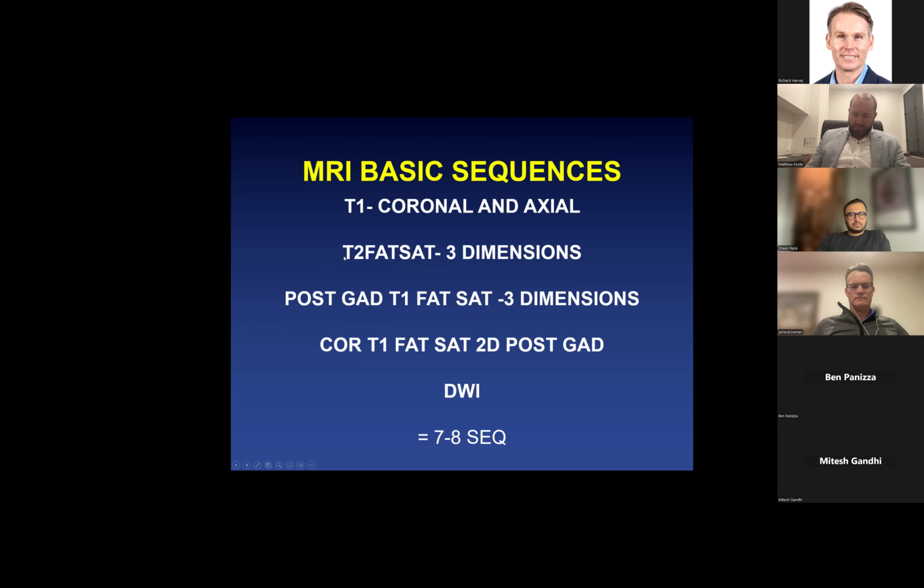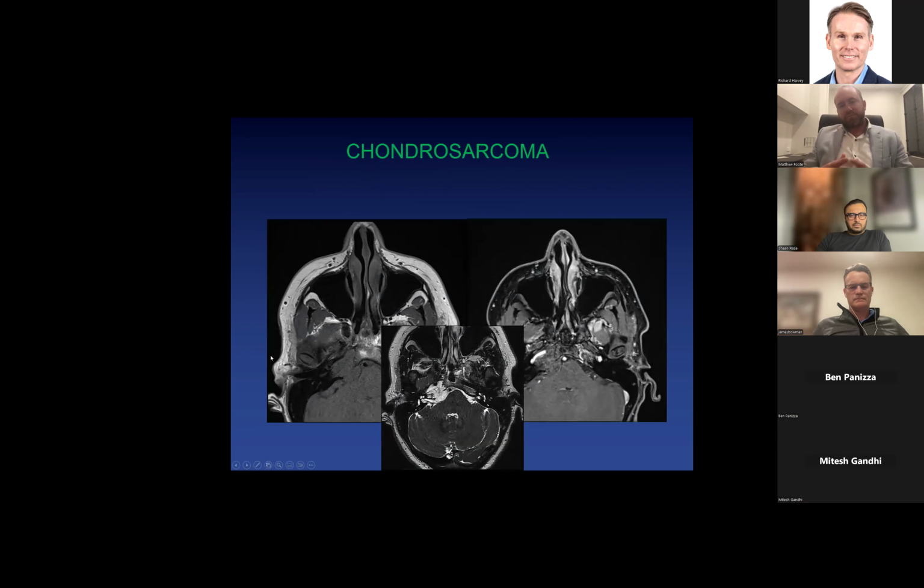So these are the sequences that are money sequences: coronal and axial T1. We do the T2 FATSAT in 3 dimensions, and we do a post-gadolinium 3D T1 FATSAT and one 2D FATSAT, which is usually slightly later. And before gadolinium, we do a DWI scan. So these are our basic 7 to 8 sequences which we do.